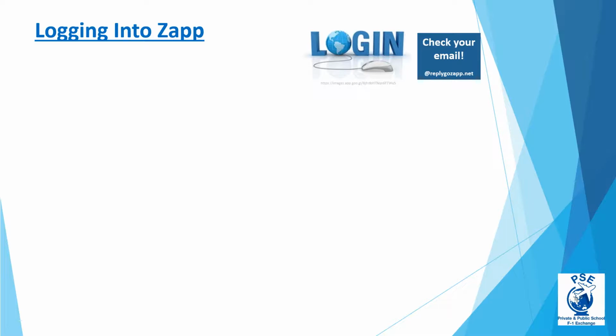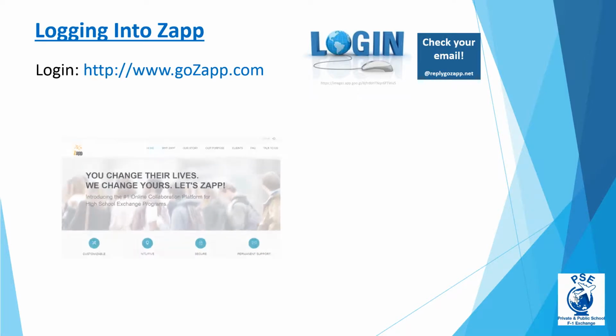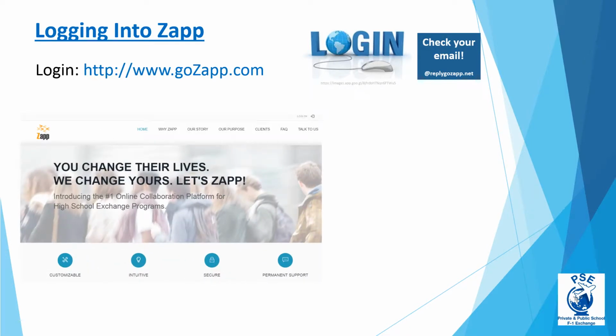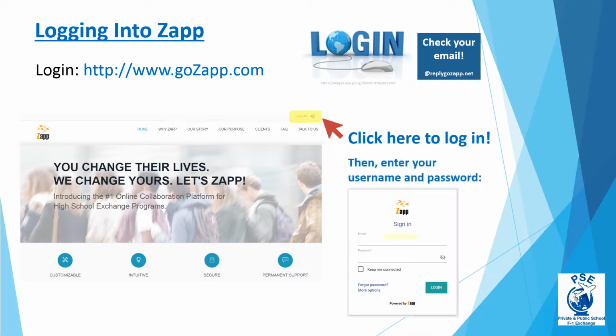You will need your login information to log into the Zapp system. You should have already received an email from the PSE office with your Zapp login information. You will receive an email from reply@gozapp.net with a link to create a password. Please note that PSE does not have access to your password. To log into the Zapp system, you will go to www.gozapp.com. You will see the login page, which looks like this. Click on the login link and a login screen will pop up. Enter your username, which is your email address, and your password, and click on the green login button.